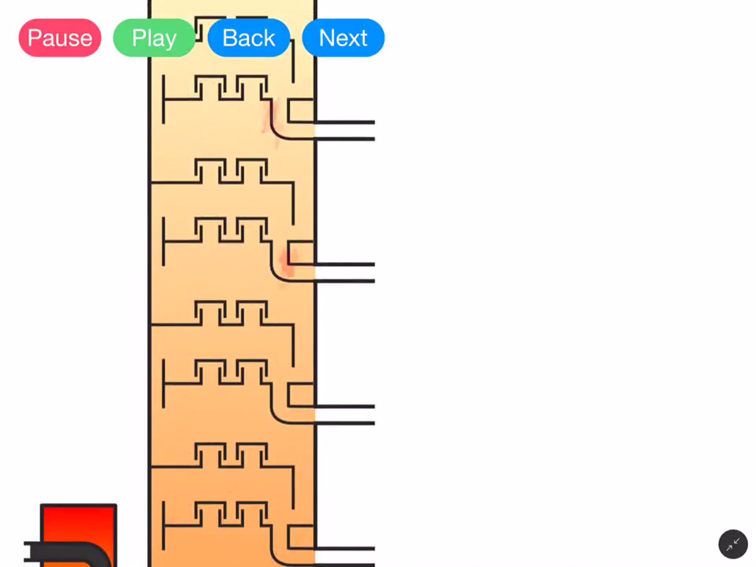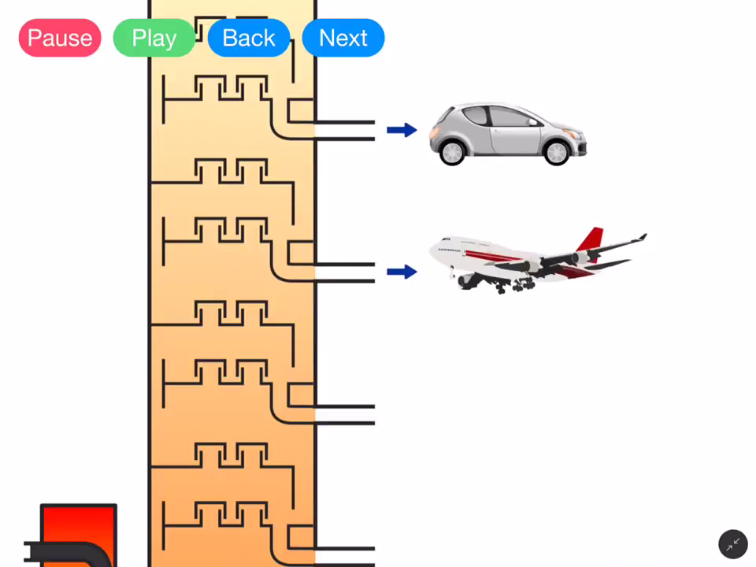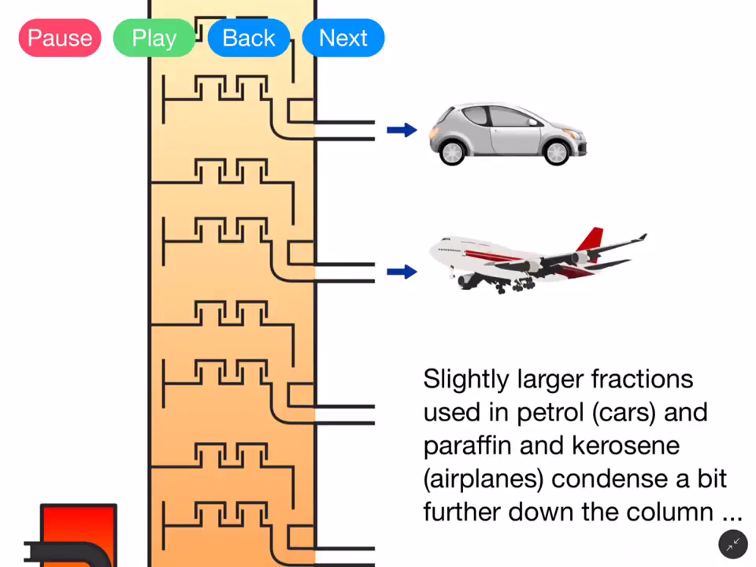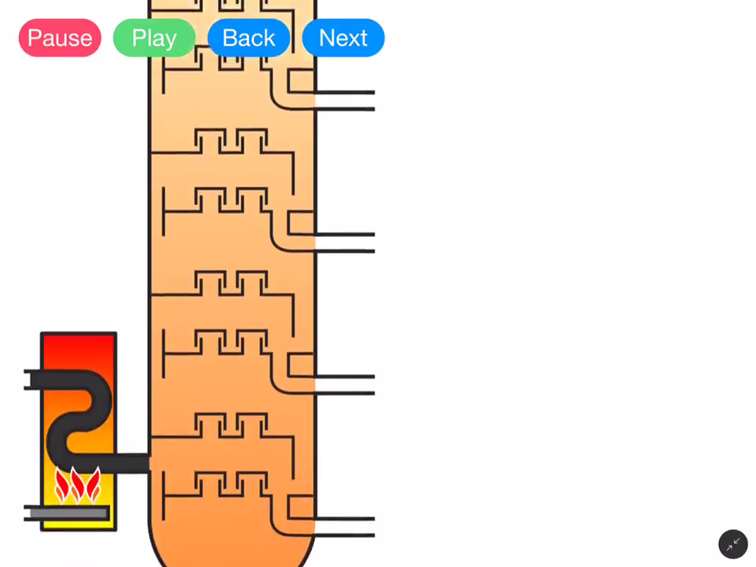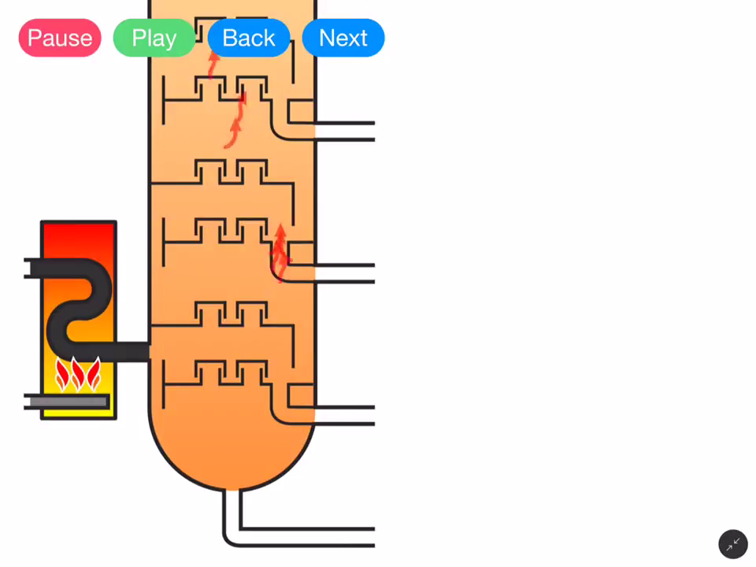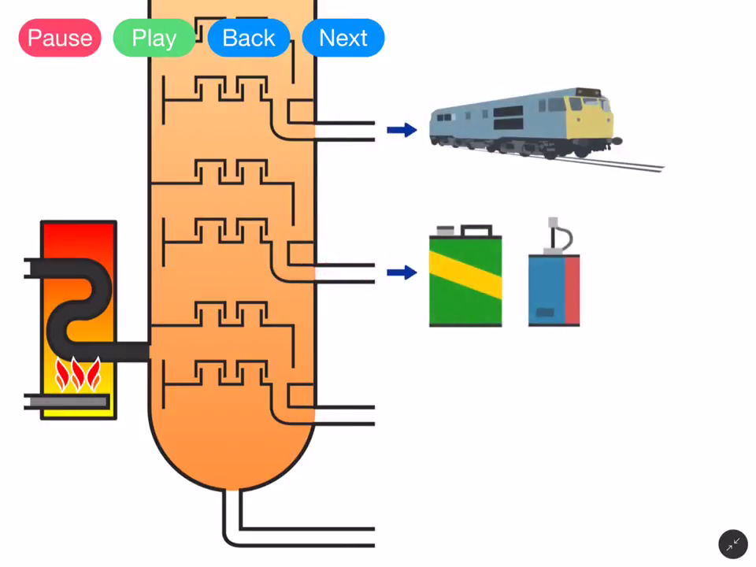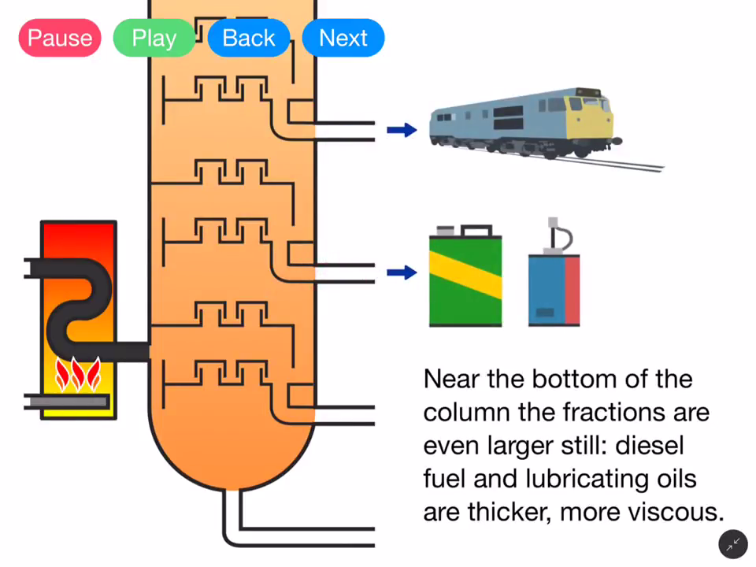Then, two groups of slightly larger fractions are collected a bit further down the column. These are used as fuels for cars and for airplanes. Further down, even larger fractions are condensing at just below their boiling points, which of course are higher than the boiling points of the fractions collected above.